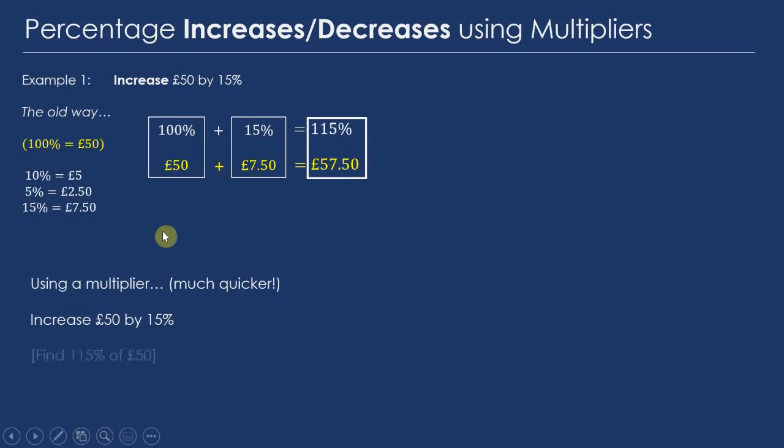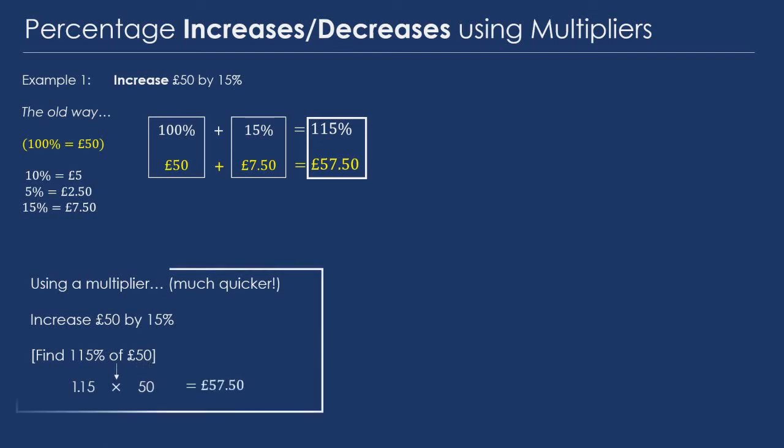So the way they could have asked this question is just to say, find 115% of £50. It's exactly the same as saying increase £50 by 15%. And remember from the previous slide, to find any percentage of a number, we turn this into a decimal by dividing by 100. So that would give us 1.15. This "of" turns into a times, and we times it by the amount, and that would take us straight to the answer. Much quicker and much easier as well, especially when it comes to finding hard percentages. 15% is quite an easy one.